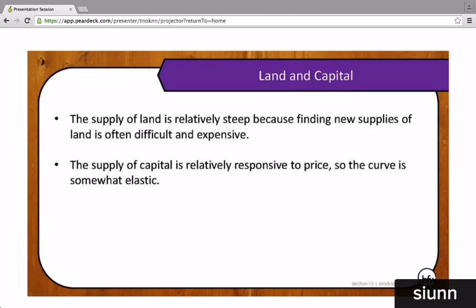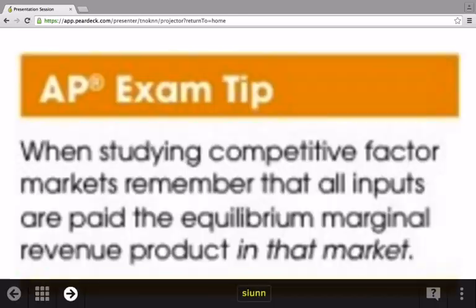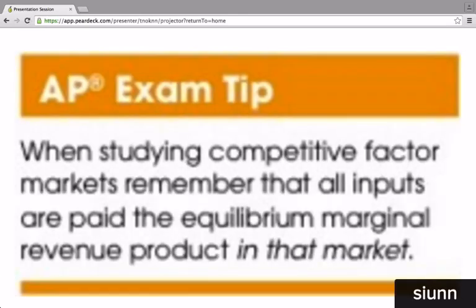What we are going to see is that the supply curve for capital is more elastic and more responsive to price. Why is that? Well, because when new capital is needed, if the price of it goes up, people that provide money for capital, investors in capital, are much more willing to do so much more quickly and easily. So the supply curve for land is relatively inelastic, the supply curve for capital relatively elastic. When studying competitive factor markets, remember that all inputs are paid the equilibrium marginal revenue product in that particular market.